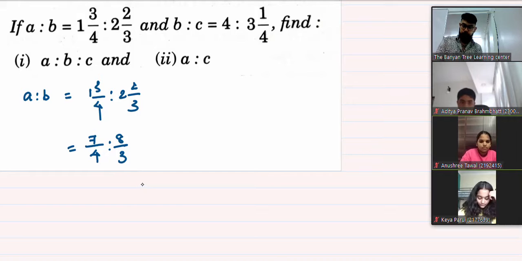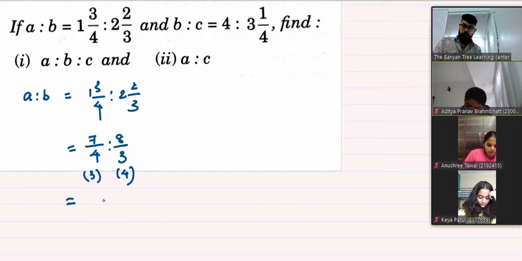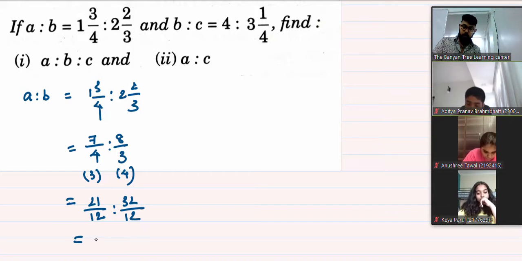We can simplify this further by taking the LCM of the denominators. 4 and 3's LCM is 12, so 4 3s are 12 and 3 4s are 12. So we multiply this: 21 by 12 is to 32 by 12. So we get 21 is to 32 finally, because the 12 gets cut. You remember? So we found A is to B in simplest form.